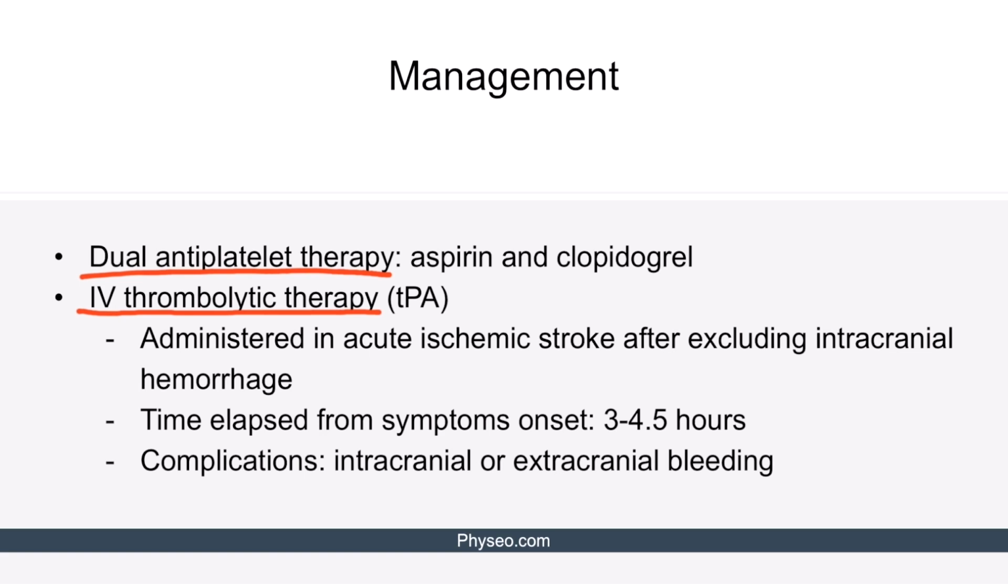Additionally, no more than 4.5 hours should elapse from the symptom onset in order for the patient to be eligible for thrombolytic therapy. If more than 4.5 hours have elapsed, then there is irreversible tissue damage to the area supplied by the occluded artery, and thrombolytic administration will not change the overall prognosis of the patient. Complications of TPA therapy include intracranial or extracranial bleeding.